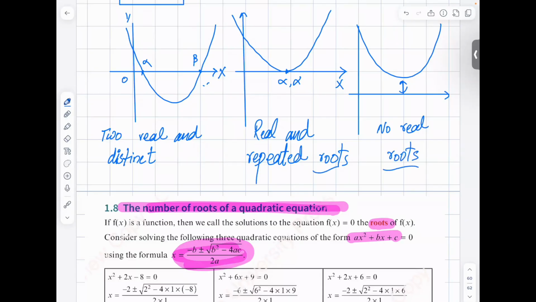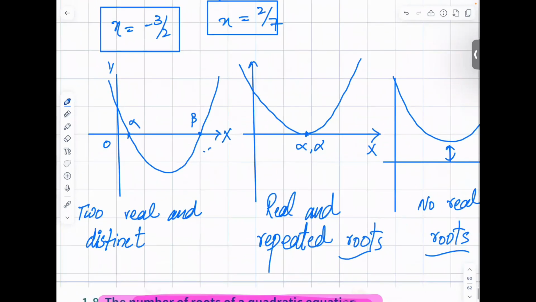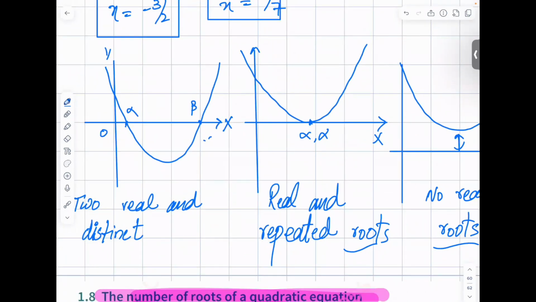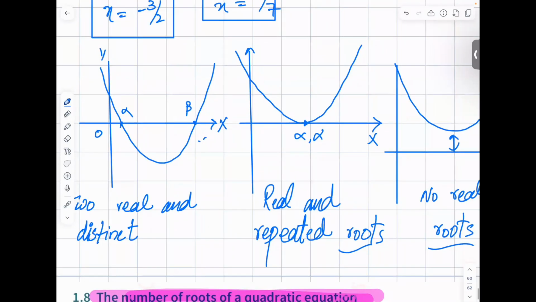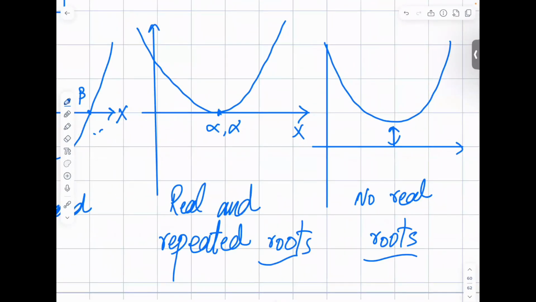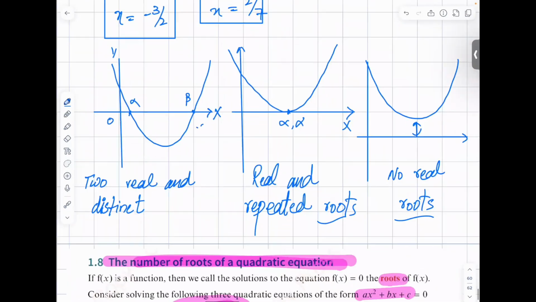Done? So how many possibilities are there, Lina, for getting roots? We have three possibilities, right? First, if our quadratic curve cuts the x-axis at two different unique points, that would be two real and distinct roots. Second, if the quadratic curve intersects at only 1 point, that would be real and repeated roots. And third, if the quadratic curve does not touch the x-axis, that would be imaginary roots or no real roots. So you need to remember this.